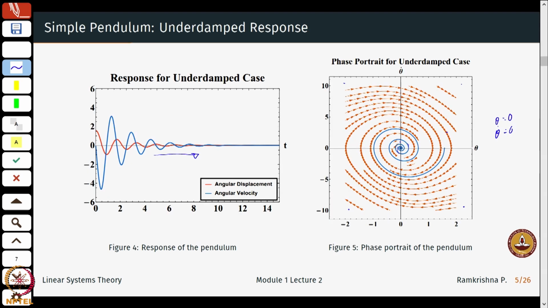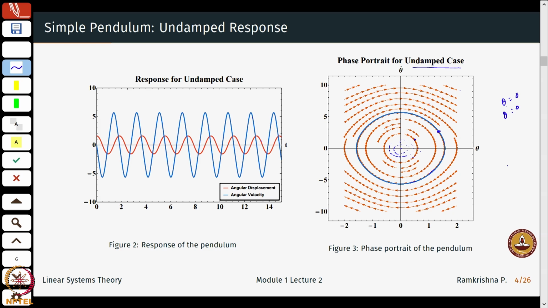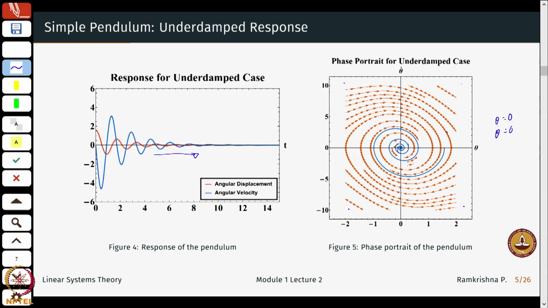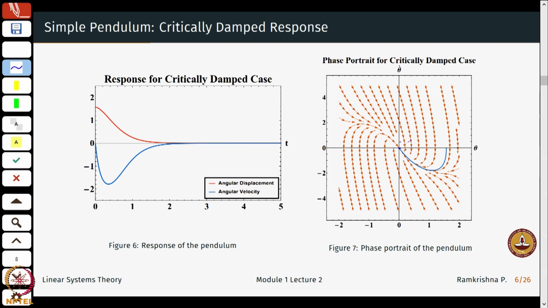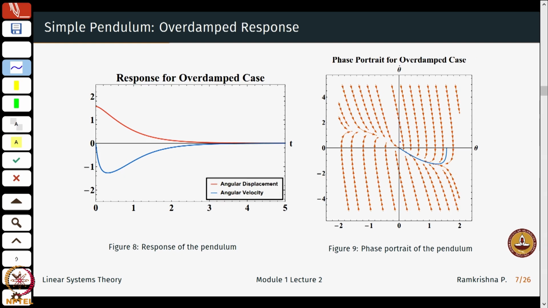It is true in the underdamped case. What happens in the undamped case? I am just revolving around the equilibrium point in constant orbits, or closed orbits. A similar case happens even if I have an overdamped case, just that my response will be slower. So if I start from here, again I am pulled back to the origin.